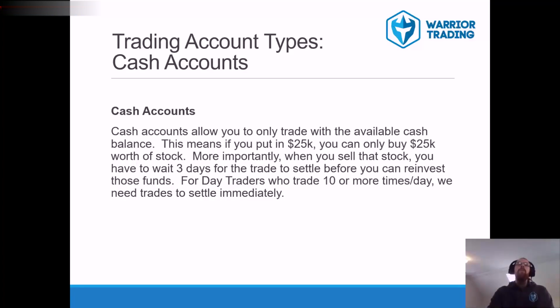Now, when you go to open your trading account, there are 2 types of accounts that you can open. Number 1 is a cash account, and the second is a margin account. A cash account is when you write a check for $25,000, you put that $25,000 into your broker account, and you show a $25,000 balance. You can buy $25,000 worth of stock.